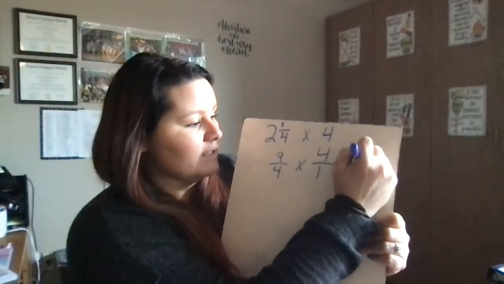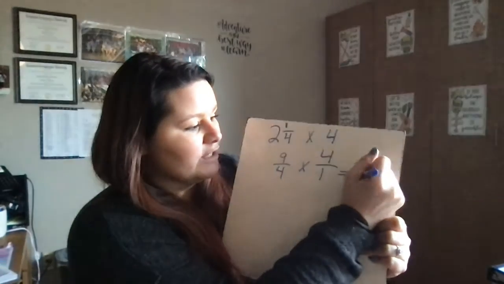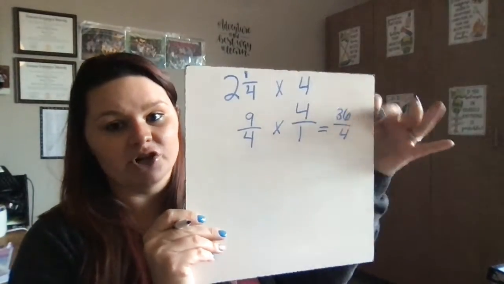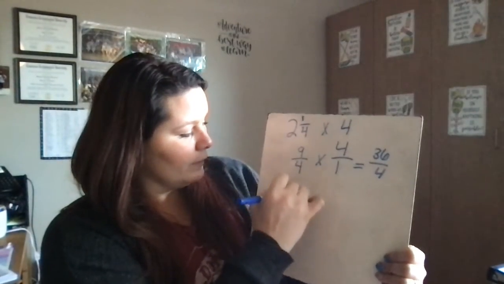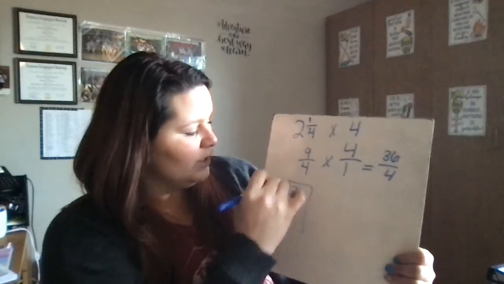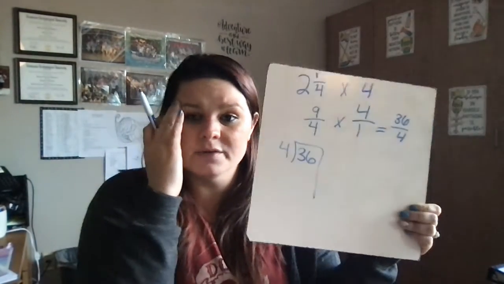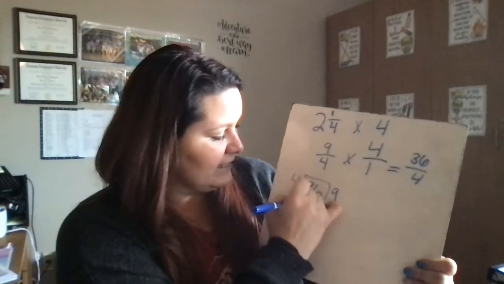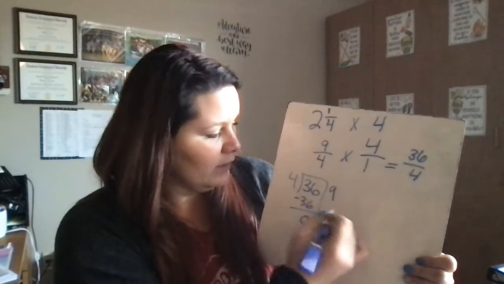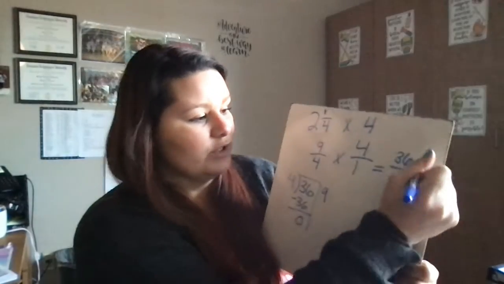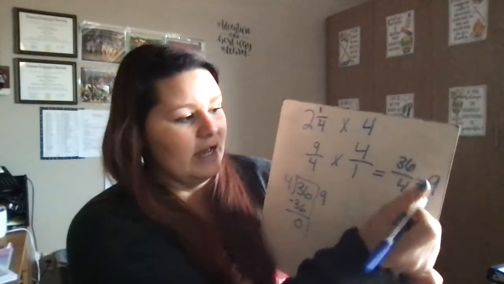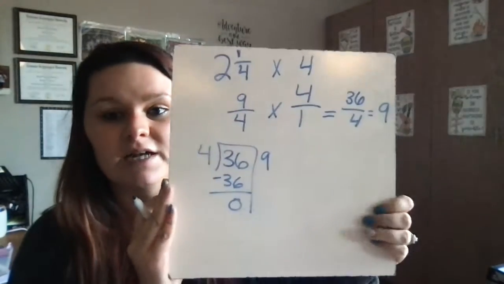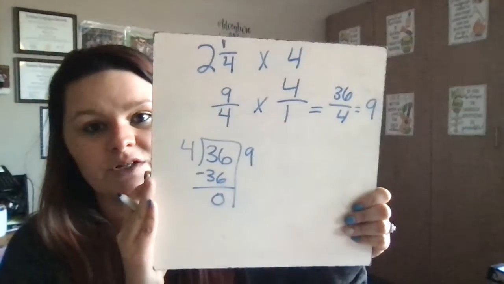So then we can just multiply across to get our product. 9 times 4 is 36. 4 times 1 is 4. And then, of course, we need to simplify. So we're just going to divide 36 by 4. We have to think, 4 times what gets me closest to 36 without going over? Well, we know that 4 times 9 is exactly 36. So this would simplify to 9. The quotient down here is 9, which means our final answer is 9. 36 over 4 is equivalent to 9.